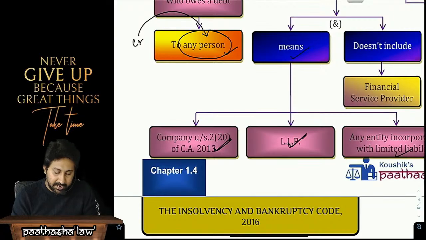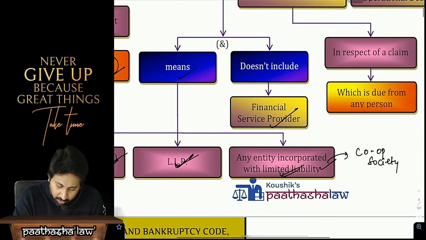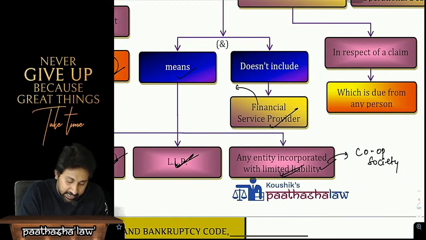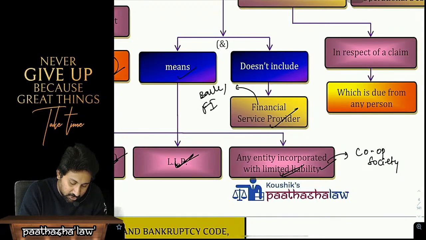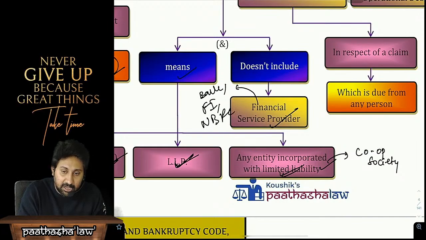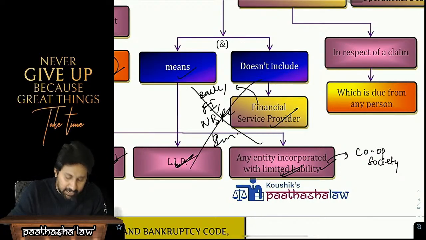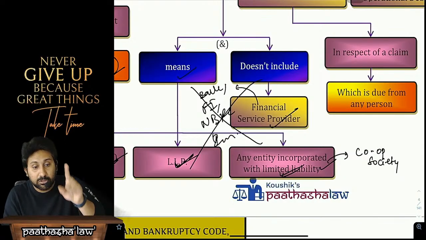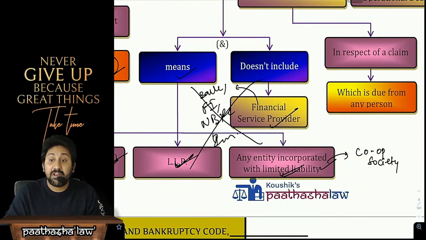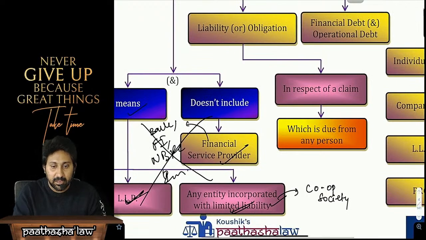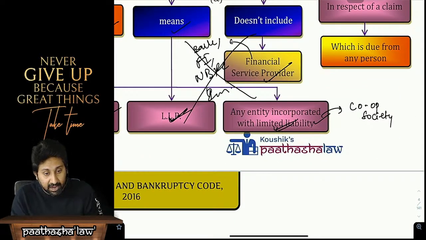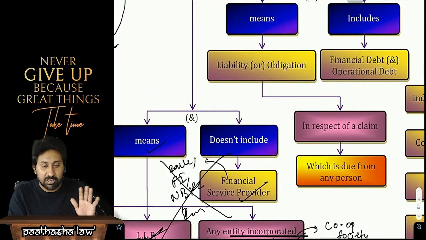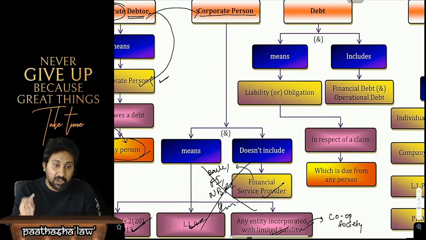So anyway, corporate person means a company under the Companies Act, LLP, or any entity incorporated with limited liability, but does not include a financial service provider. Therefore, debtors being banks, financial institutions, NBFCs, or insurance companies will not be governed by the provisions of this law, because all those financial service providers are governed by financial sector regulators: banks, financial institutions and NBFCs by RBI, insurance companies by IRDA. Separate authorities govern them. This law does not apply to them. That means if a bank is a creditor, the act applies to it. If a bank is a debtor, this act does not apply.